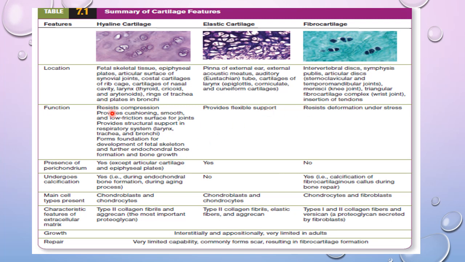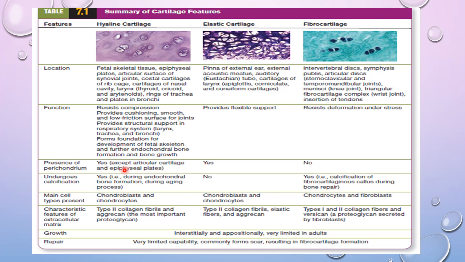So hyaline cartilage is basically responsible for resisting the compression, provides a cushion, smooth and low friction surface for the joints, and provides the structural support in the respiratory system, that is the larynx, trachea, and the bronchi. It forms the foundation for the development of the fetal skeleton and further endochondral bone formation and the bone growth. So the most abundant cartilage in the body is the hyaline cartilage. The elastic cartilage provides the flexible support. The fibrocartilage is responsible to resist the deformation under the stress.